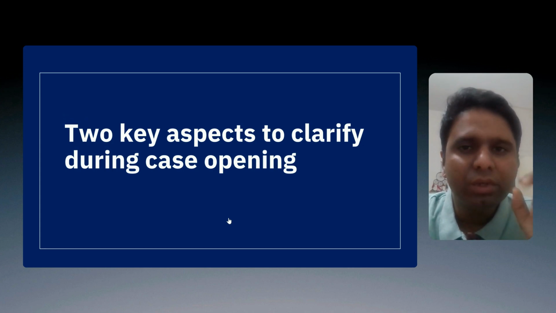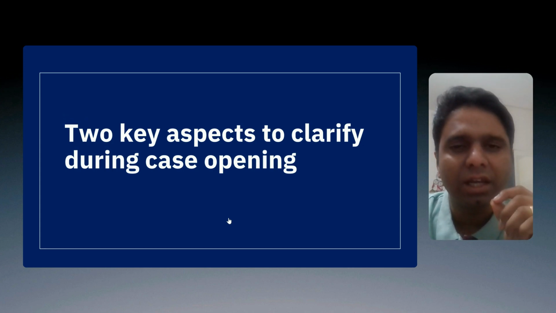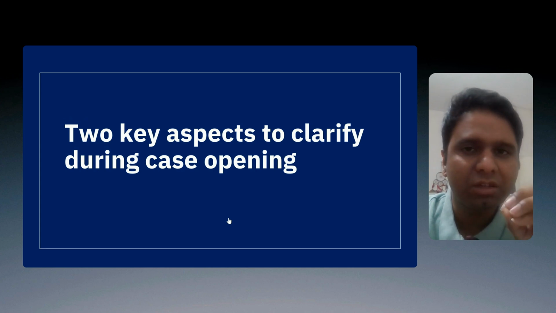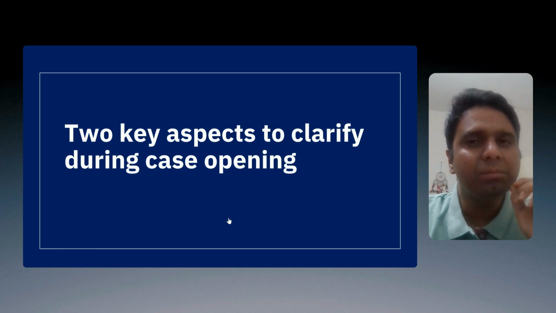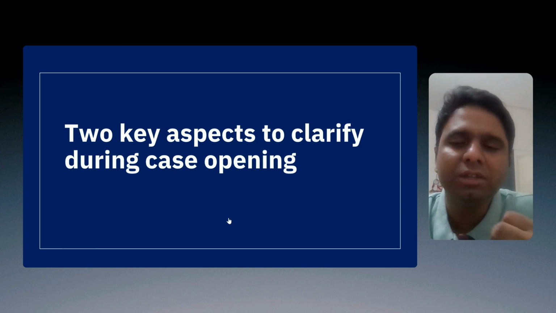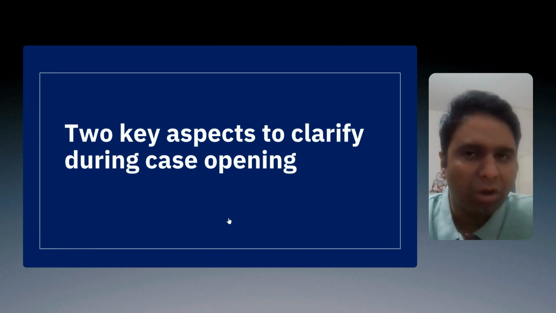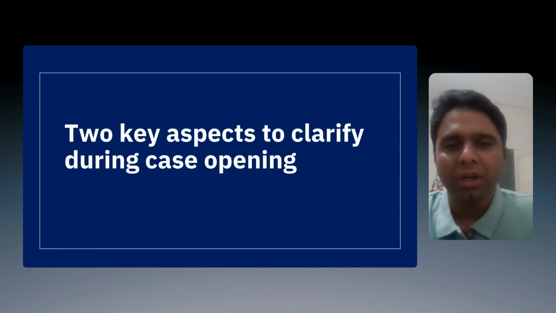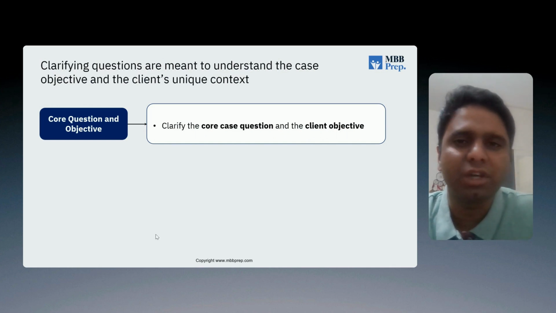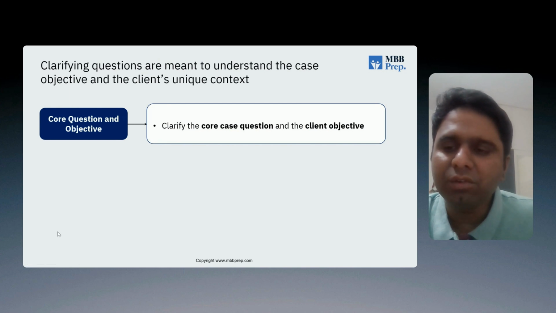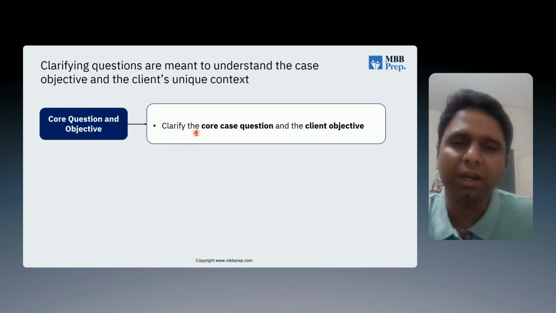The two key things you should focus on understanding are the client objective and the business model in terms of how the client caters for this objective. This is absolutely fundamental in terms of how MBBs approach strategic problems. So first, always try to get a clear understanding of the core question and the client objective. Essentially, what we're trying to understand is what does success look like for the client.